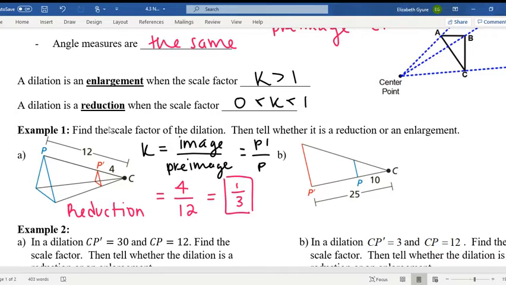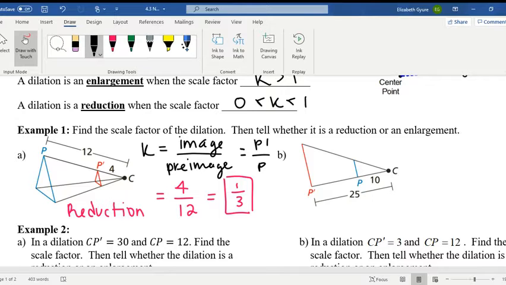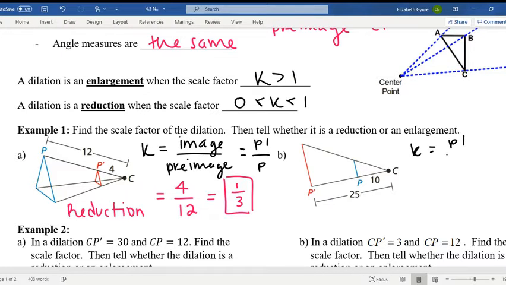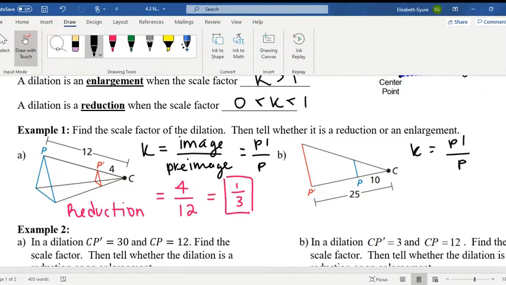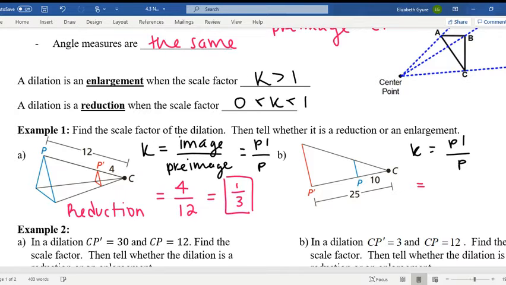Good. All right, now look at B. This is comparing segments. We started off with this little blue segment here, P. It turned into this little red segment here, P prime. So again, for K, we're going to take our prime measurement over our not prime measurement. So here, prime is bigger, right? So bigger segment goes with the bigger number. So on top, what number should I put? 25. Over P, that's a smaller segment, so that goes with the smaller number, which is 10.